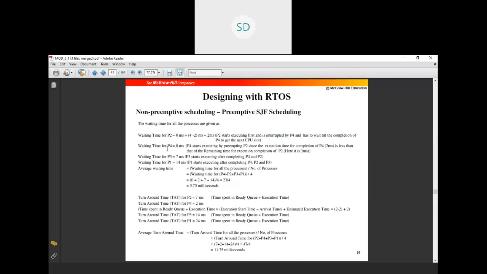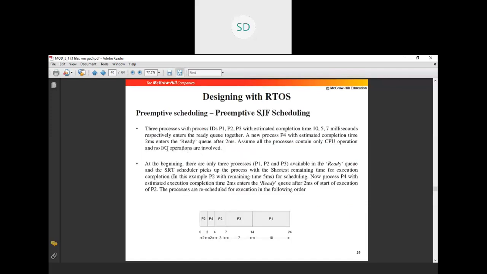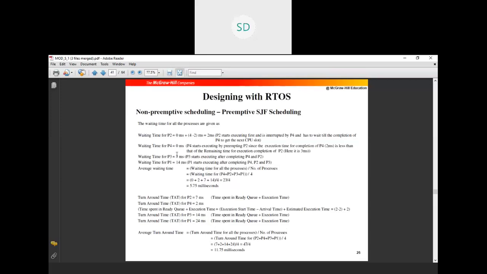Next, what is the waiting time for P4? P4 has come to the ready queue after 2 milliseconds. Once it has come to the ready queue, the execution has started immediately, right? So the waiting time for P4 is 0. It is given that a new process P4 with estimated completion time 2 milliseconds enters the ready queue only after 2 milliseconds. It has been processed immediately because the time required for the execution of P4 is 2 milliseconds itself. Therefore, the waiting time for P4 is 0 milliseconds.